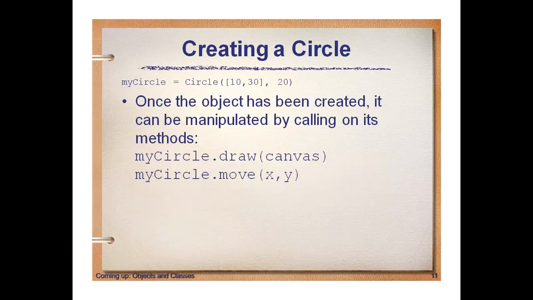Once the object has been created, we can always manipulate it by calling its methods, right? So my circle dot draw: what we are required to do is draw on some canvas. My circle dot move: from some initial position, I want to move my circle to a given position of x and y. This is the work of the methods.